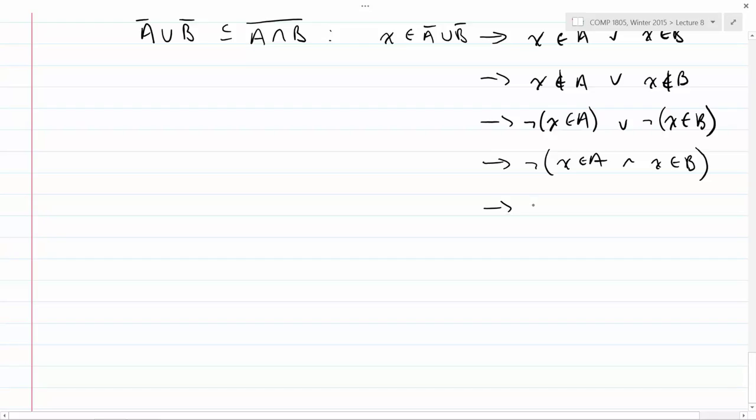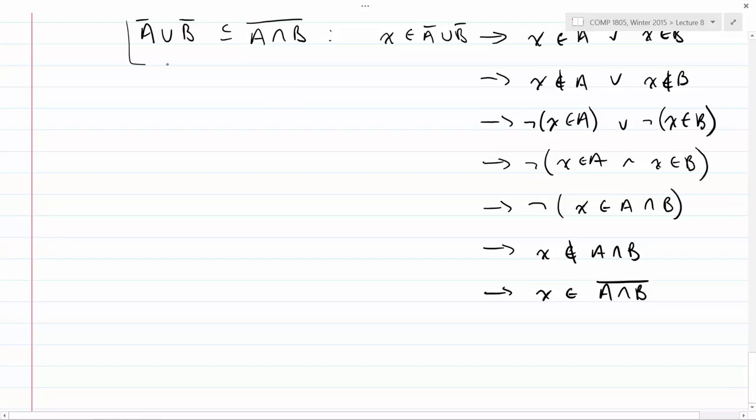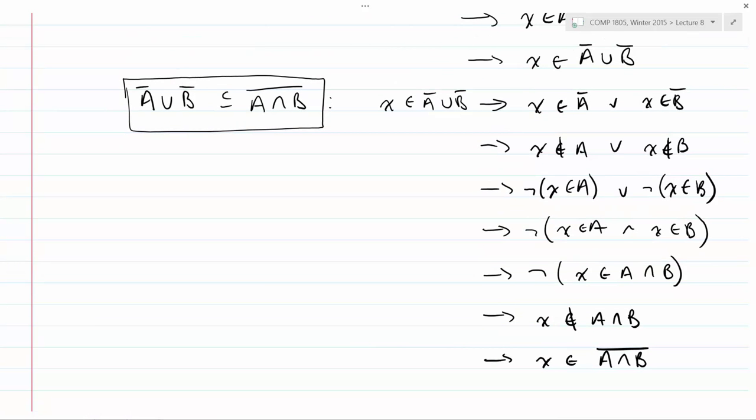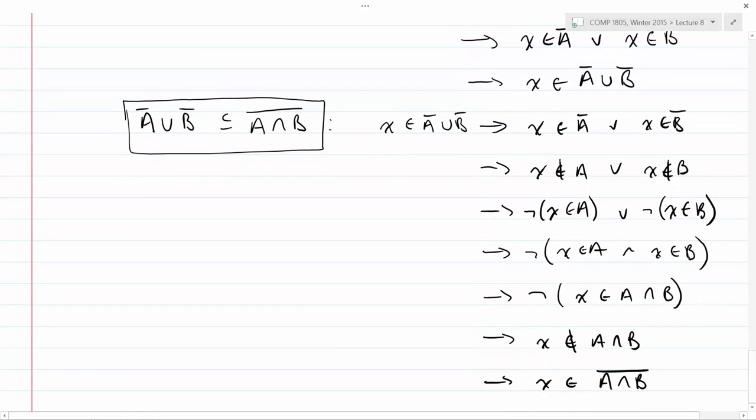And now, well, if X is in A and X is in B, that's the same thing as saying X is in A intersect B, right? And the fact that that's not true means that X is not in A intersect B, and by definition, that means it is in the complement of A intersect B. So that proves that this is true. It proves the other direction. Does anyone notice anything about these two proofs?